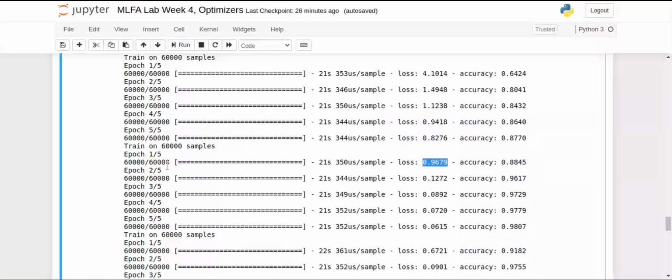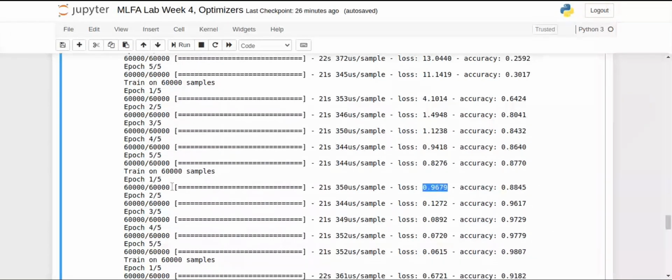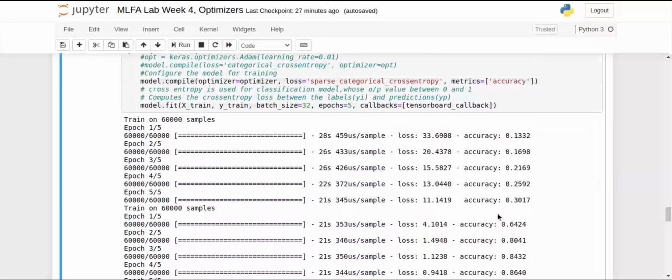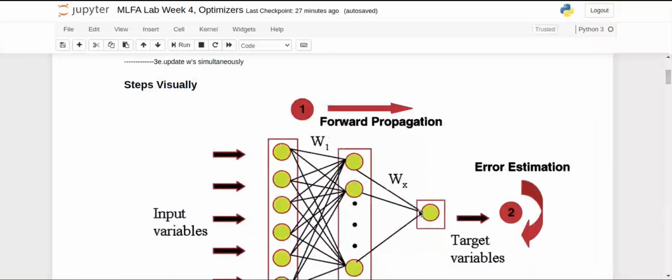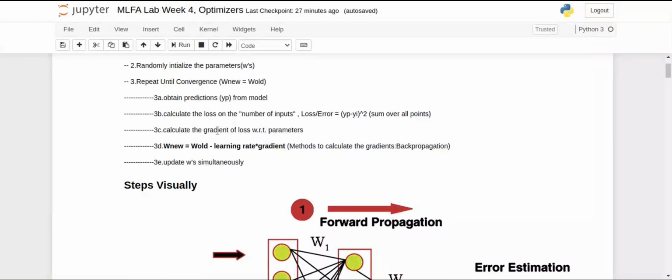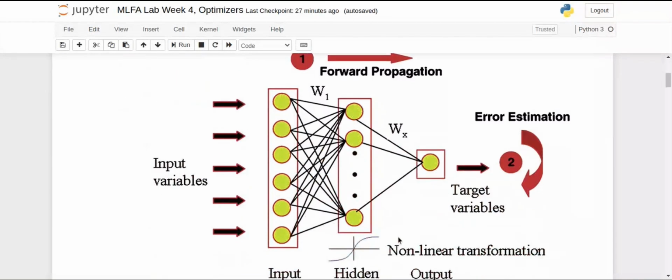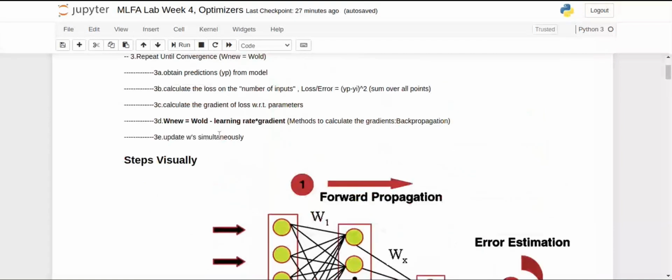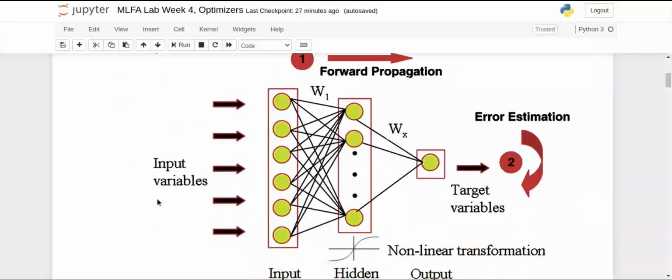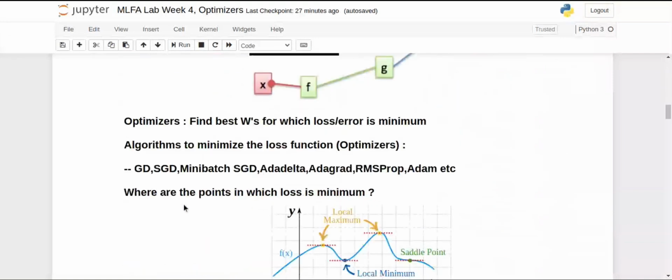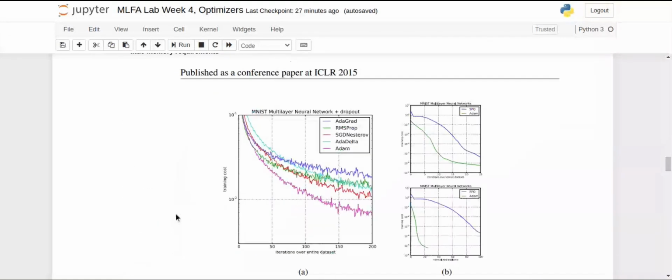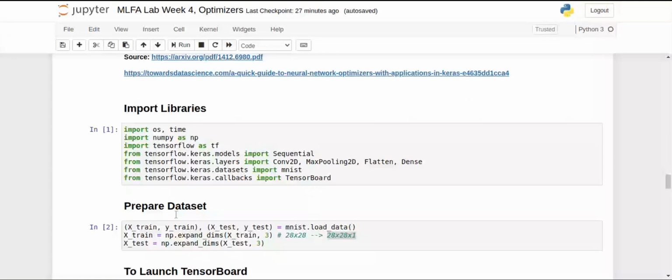And one more thing. This is for one epoch, and after that from 1 to 2 it is taking 21 seconds, 34 microseconds. Within this time these 5 steps take place. First it will calculate the y_pred, then calculate the loss, then calculate the gradient, then it will backpropagate it, and then it will simultaneously change the weights w. And these 5 steps will be done for each and every epoch.